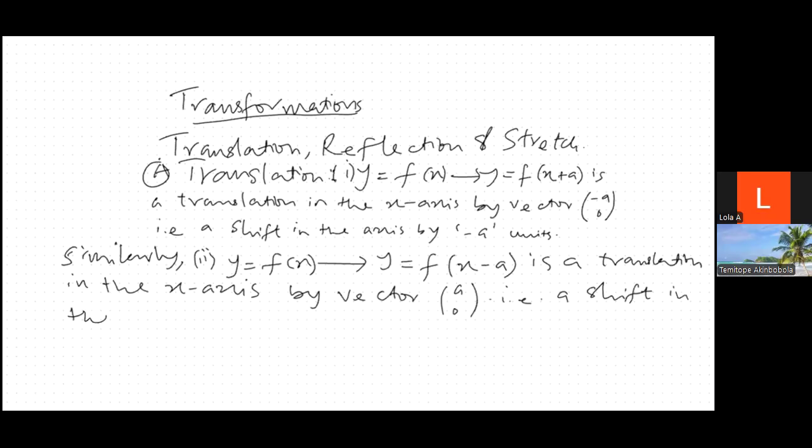Sorry, there's something missing here. In the Roman figure 1, a shift in the x-axis. So we can continue here now. That is a shift in the x-axis by, no, this is not vector this time, by plus a unit. By plus a unit. We'll stop there. So write that. When you're done, let me know.